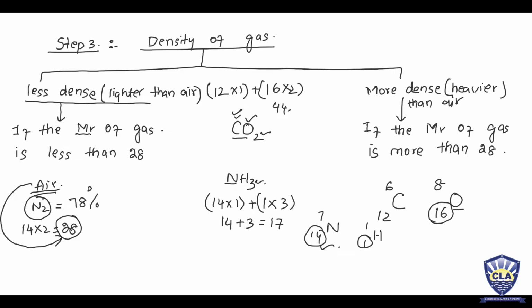You got it? Everybody got it, beta? Why I have told you 28? Air has the MR value 28. If the MR is less than 28, the gas is lighter, that is less dense. You got it? Yes, sir. Okay, guys. I'm going to rub a little bit from here. Just take a screenshot of it, please. Done, sir.